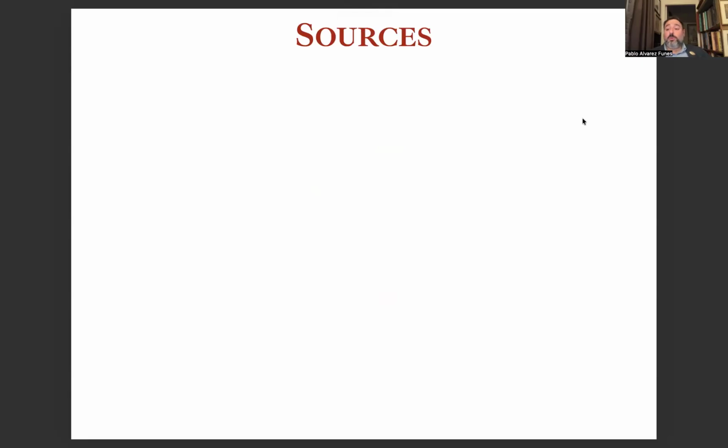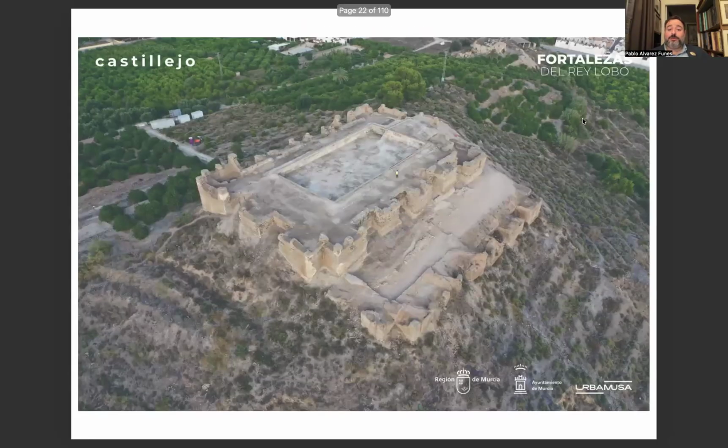So today we're going to talk about sources to understand the geometry in Islamic architecture. And these sources can be divided into buildings, archive, articles, and monographs. Why? Because the first thing we need to do to understand the geometry of a building is have a building.